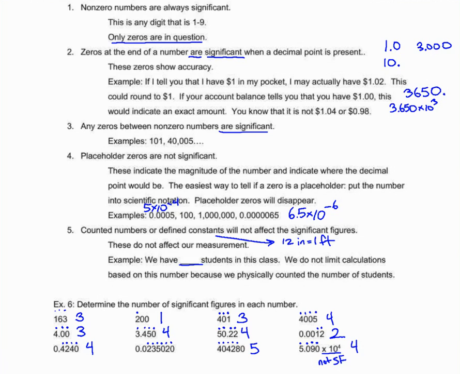Rule number 4, placeholder zeros. That's the 0.0 right here. These are not significant. The function of these is just to show us the location of the decimal point, and they do not show accuracy. They just show us the size of the number. So this one has 1, 2, 3, 4, 5, 6 significant figures.